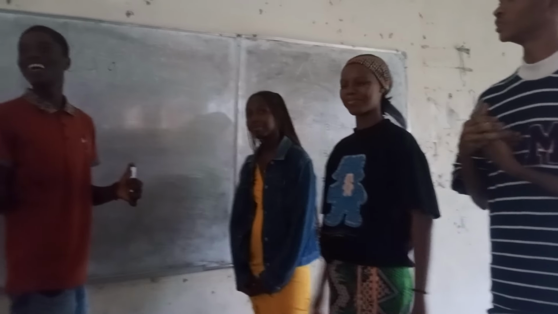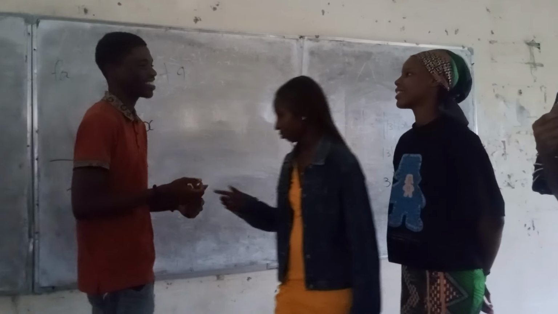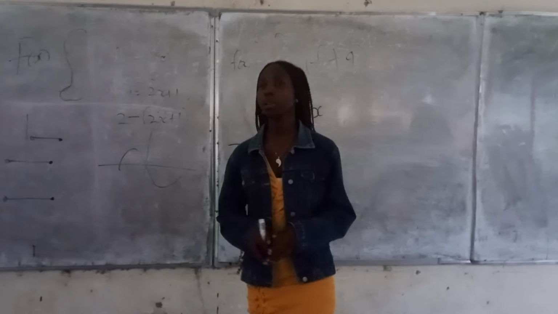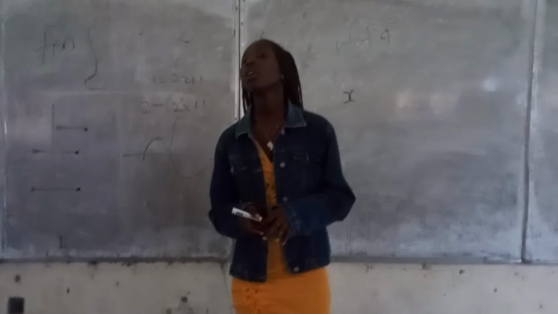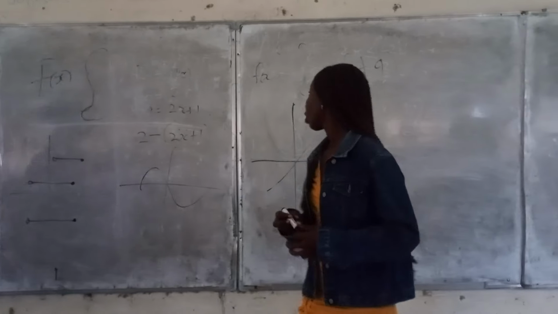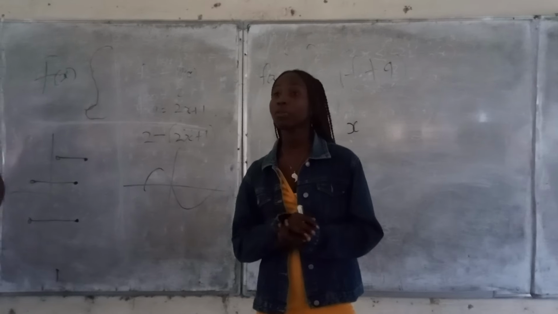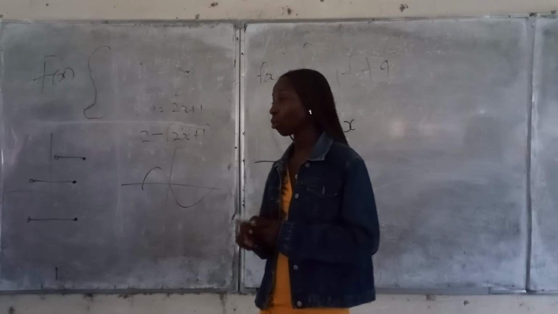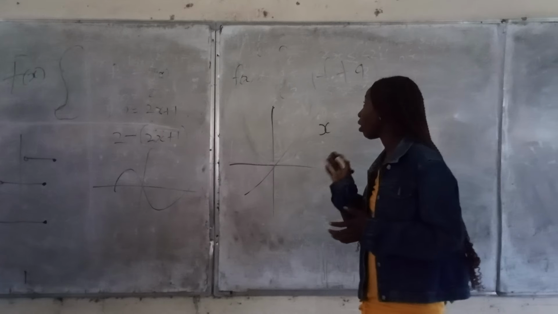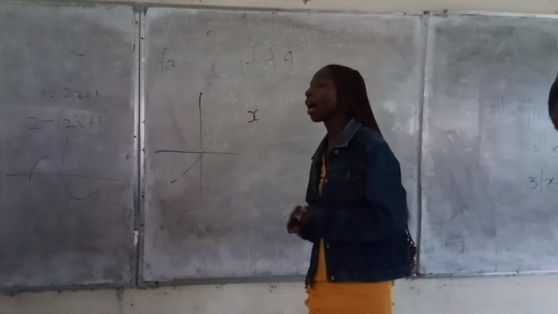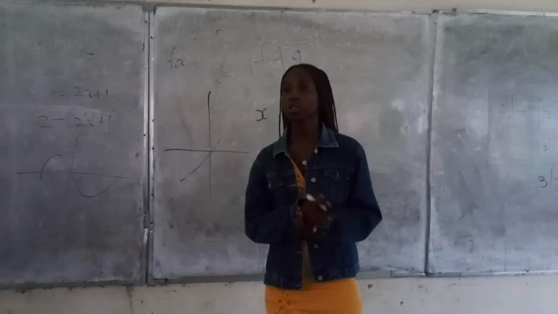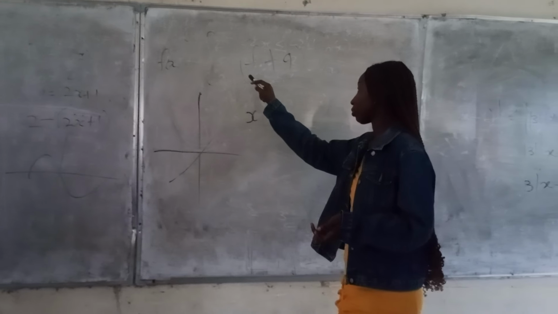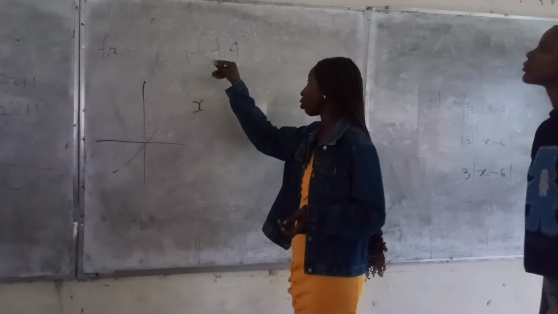We are talking about the kind of combination that is combining the functions to get the same domain. In algebraic combination, you have addition, subtraction, multiplication, and division. We are talking about the addition, for example, and we said that f plus g.